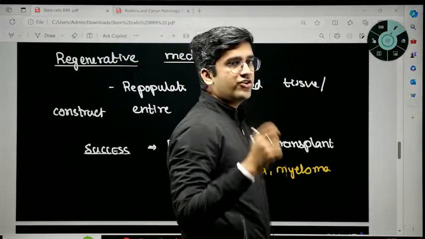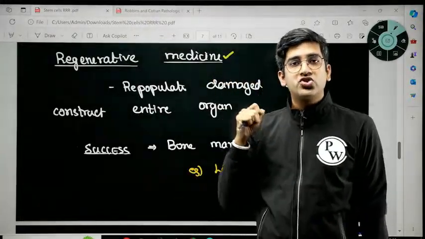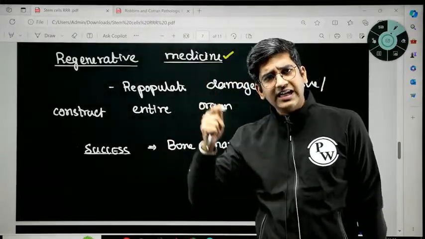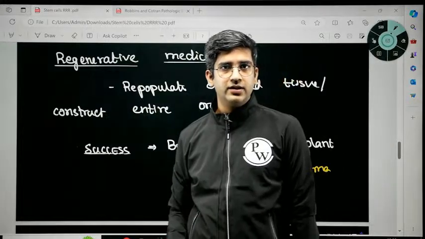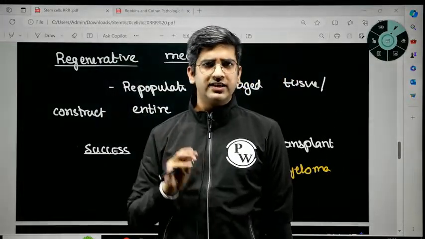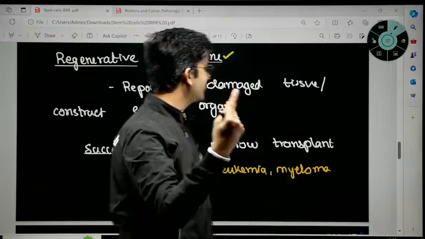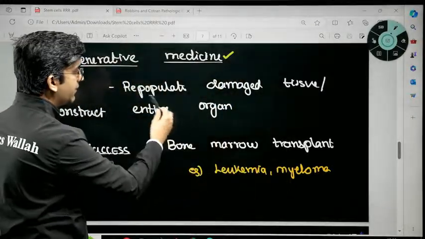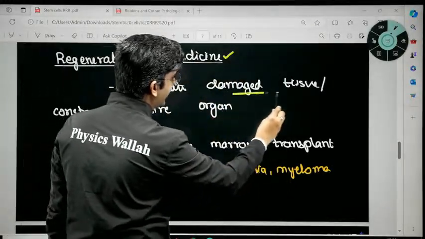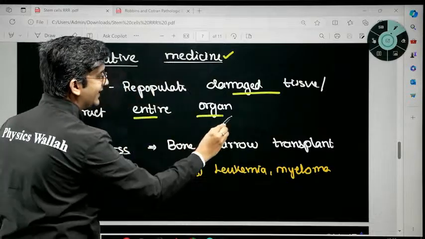This might be a new term for some of you. I use the term regenerative medicine if I'm going to use stem cells to regenerate any part of my body. Right? It's not so easy like we think. There are a few problems. At the same time, I've got a few successful results as well. First, we'll talk about the success. Because stem cells can repopulate the entire damaged tissue, or they can repopulate the entire organ itself.